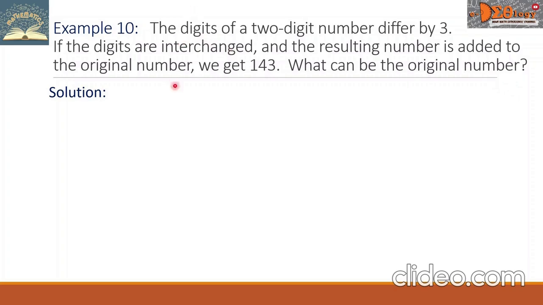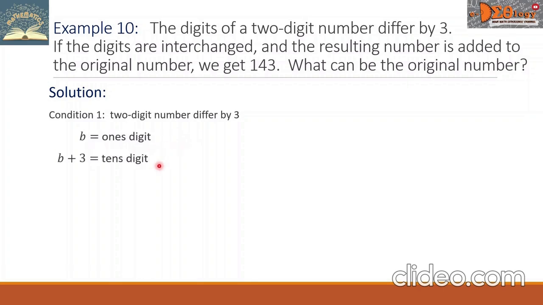In our first statement here, there is a condition 1, that the digits of a 2-digit number differ by 3. Take note that when we say 2-digit number, one digit is a ones digit, the other is a tens digit. So we let b equal the ones digit. So b plus 3 equals the tens digit. It shows us that the two digits differ by 3.